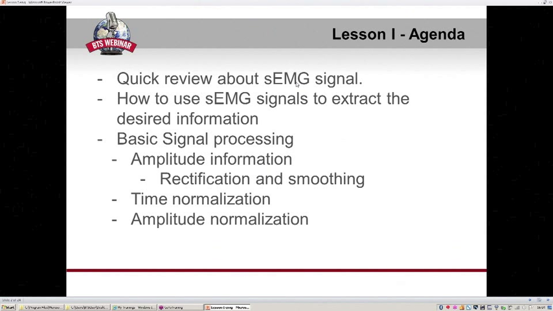In the first lesson, in particular, we will talk about algorithms to extract amplitude information, in particular the full wave rectification and the smoothing or envelope algorithm. Then we will also talk about time and amplitude normalization of the signal.